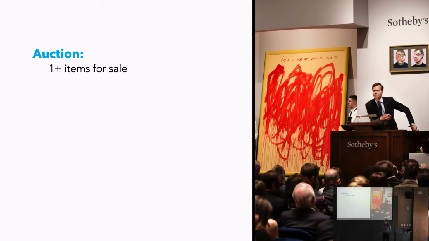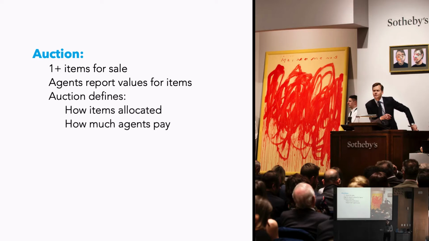So what is an auction? In an auction, there's one or more items for sale. Agents report their values for those items to an auctioneer. And the auction defines what the agents get, so how the items are allocated, and how much the agents pay.